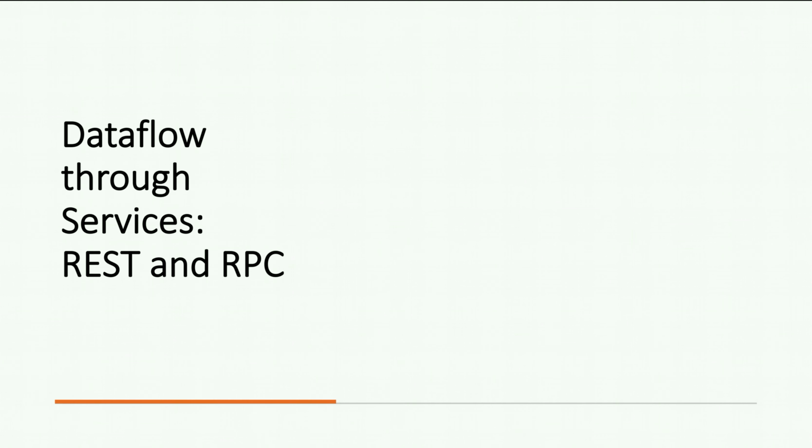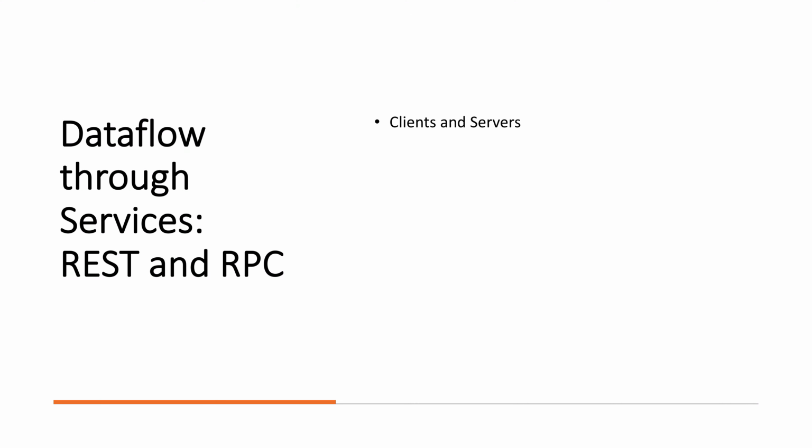So now let us see the data flow through services, that is REST and RPC. When you have processes that need to communicate over a network, there are very different ways of arranging that communication. The most common arrangement is to have two roles, that is client and server. The server exposes an API over the network and the clients can connect to the servers to make requests to the API. The API exposed by the server is also known as a service.